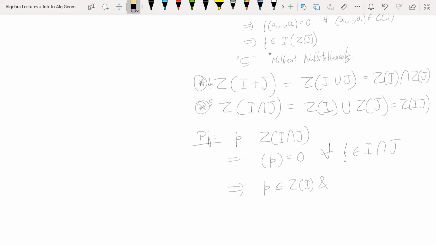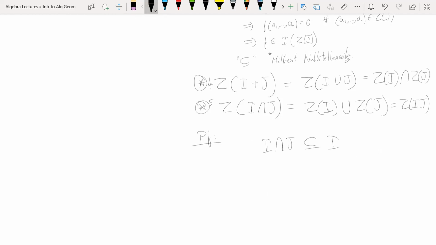Maybe use these earlier properties. So I intersection J is contained in I. So this tells us that Z(I) contains Z(I intersection J)... sorry, Z(I) is contained in Z(I intersection J), and similarly Z(J), so Z(I) union Z(J) is contained in Z(I intersection J). So this direction is okay.